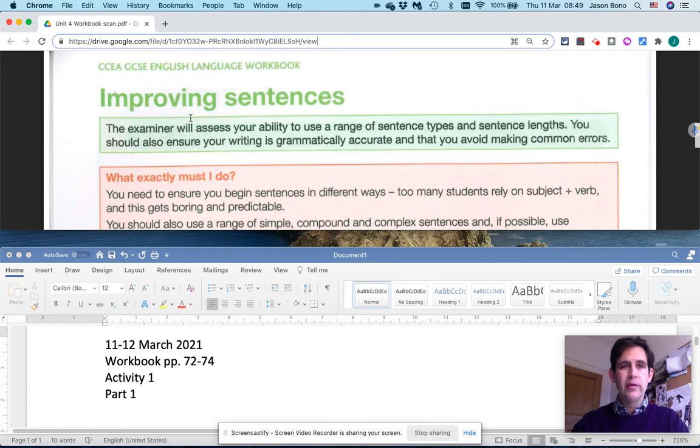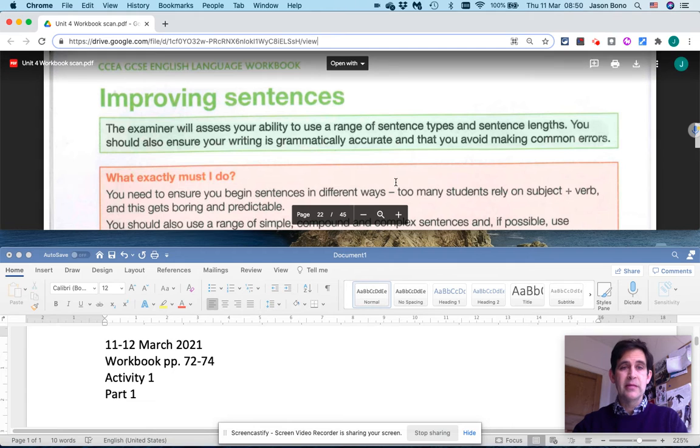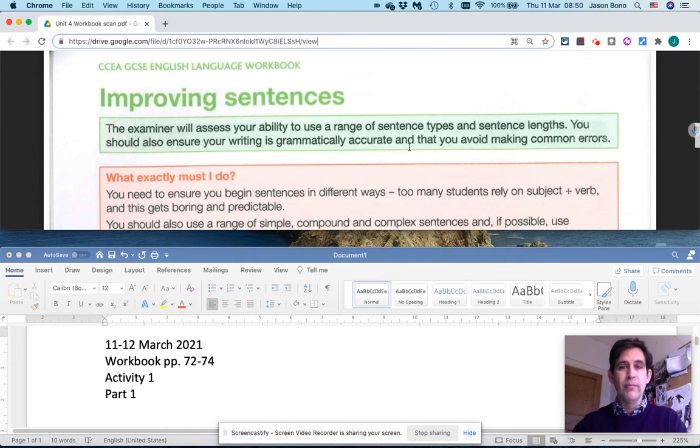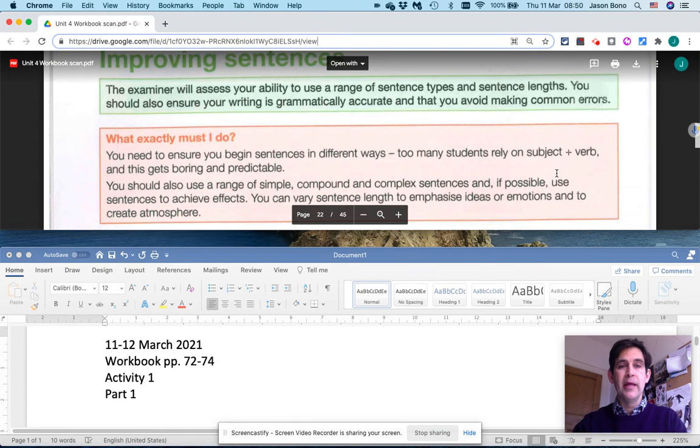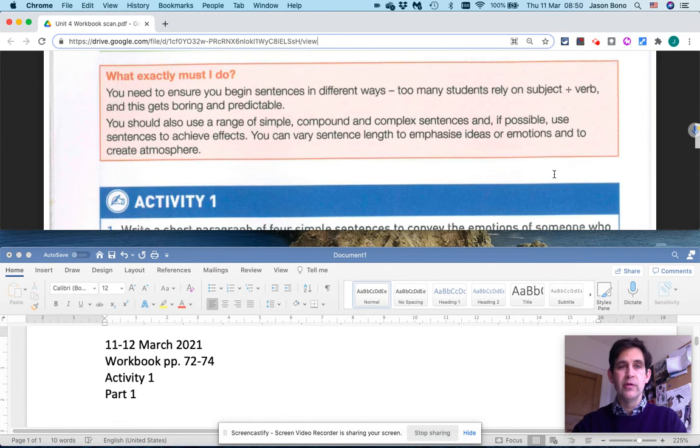Remember that you will be assessed on the structuring. That's important, and your variety of sentences is important: your control over sentence types and sentence lengths. So we're going to have a look at that. Also, your writing should be grammatically accurate, avoiding common errors, to the best of your ability.